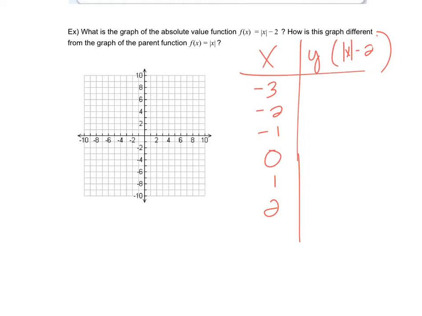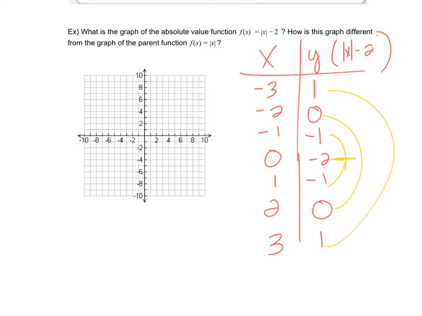When you plug that in, the absolute value of -3 is 3, minus 2 would give you 1. Absolute value of -2 would be 2 minus 2, so 0. Absolute value of -1 is 1, 1 minus 2 would be -1. Absolute value of 0 is 0, so 0 minus 2 is -2. Then you would have 1 minus 2, -1, 2 minus 2, which would be 0, and then 3 minus 2 would give you 1. So as you can see right here, the numbers repeat, and that is normal, and it looks like -2 is going to be the center of that, the y value of -2.